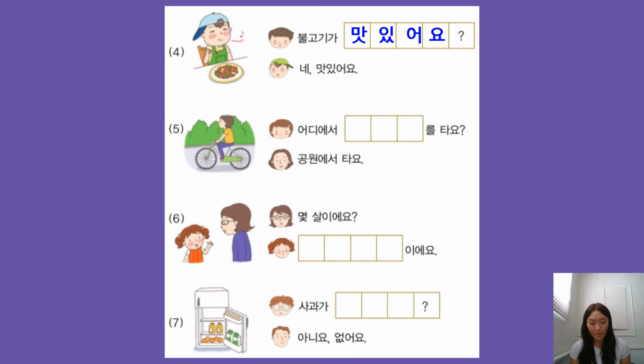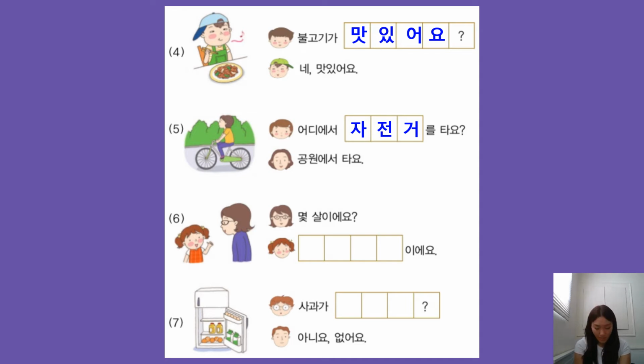Okay, number 5. 어디에서 blank blank blank을 타요? 공원에서 타요. Now the question is, where do you ride what? And then the answer is 공원에서 타요. I ride it at the park. So what is she riding? She's riding a bike. We learned that bike is 자전거. So we're going to write 어디에서 자전거를 타요. Okay, so where are you riding the bike? I am riding it at the park.